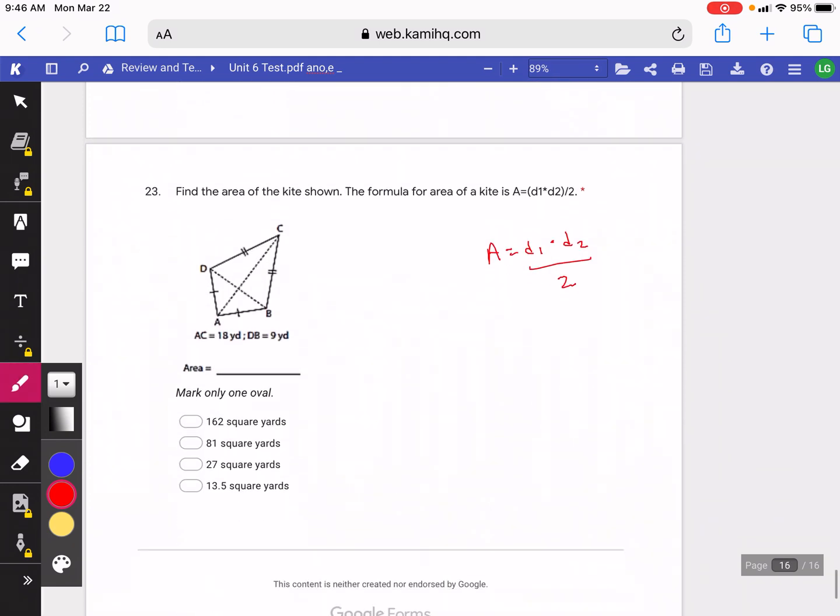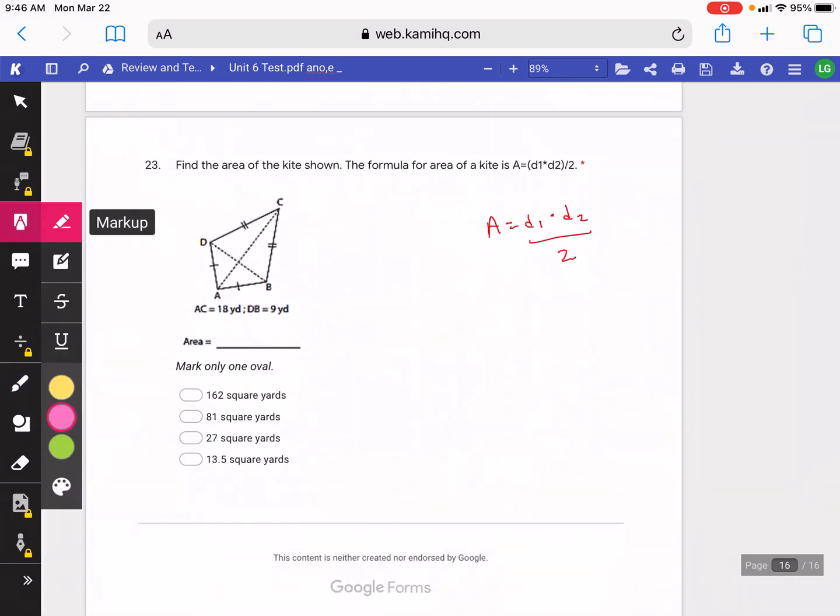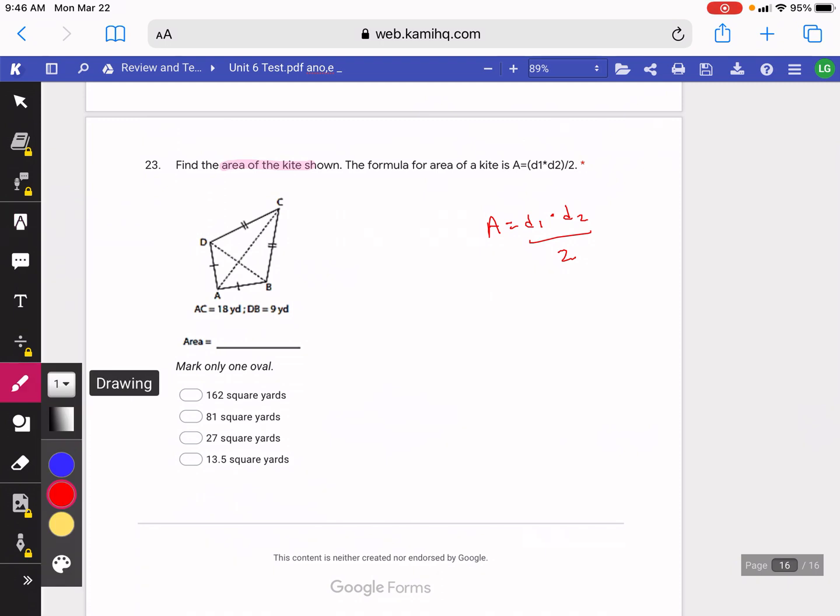This next one, we're finding the area of a kite. To find the area of a kite, you multiply the two diagonals and divide by 2. Here, diagonal AC is equal to 18 yards, and diagonal DB is equal to 9 yards. So we would do 18 times 9 divided by 2. 18 times 9 is 162. And if we divide that by 2, it comes out to 81. So our area would be 81 yards squared.